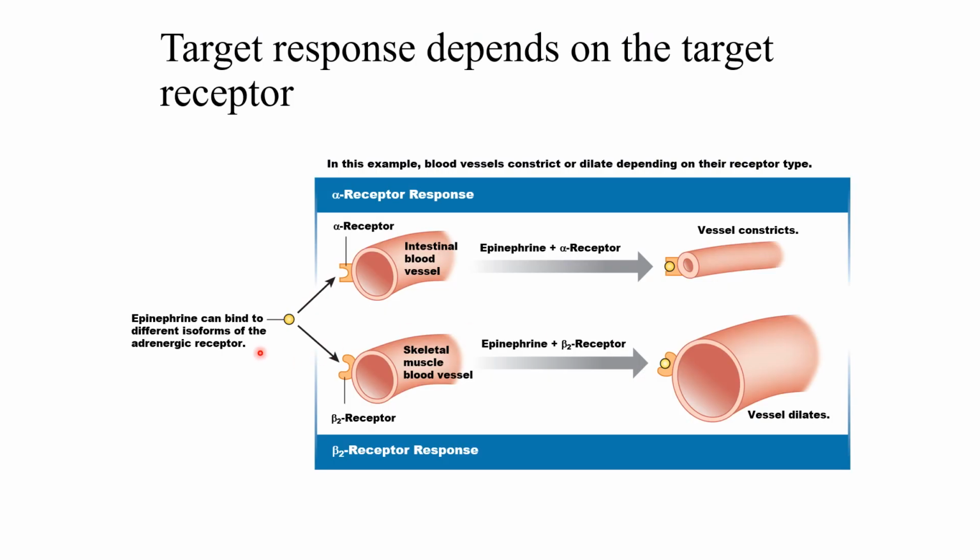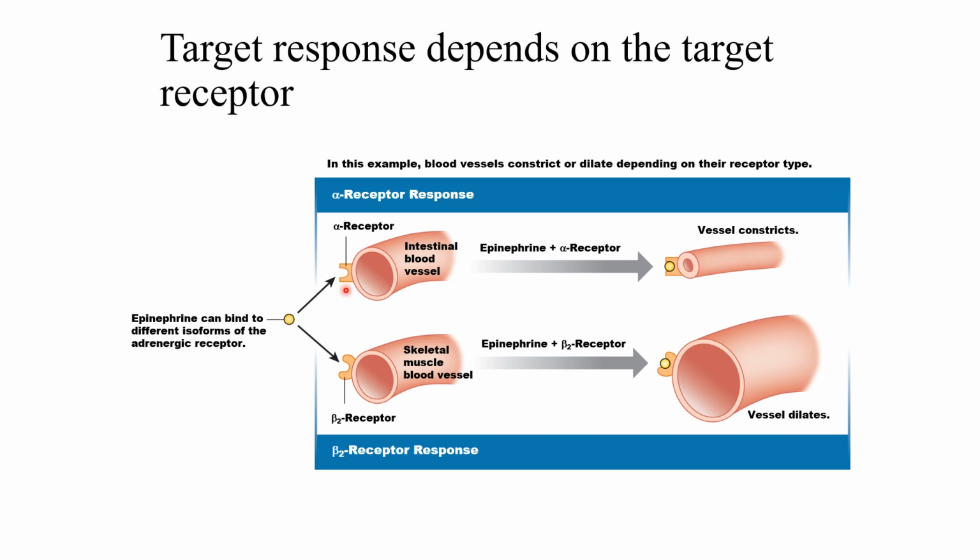This image right here shows that you can have one ligand, and this one ligand can lead to different responses. How come one ligand can lead to different responses? It has to do with the type of receptor that ligand is binding to. So epinephrine has the ability to bind to two different types of receptors, alpha and beta 2. Alpha and beta 2 are a type of receptors known as adrenergic receptors. And the reason why we call them adrenergic is because another name for epinephrine is adrenaline.